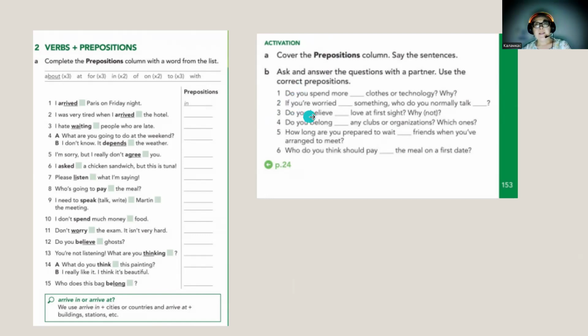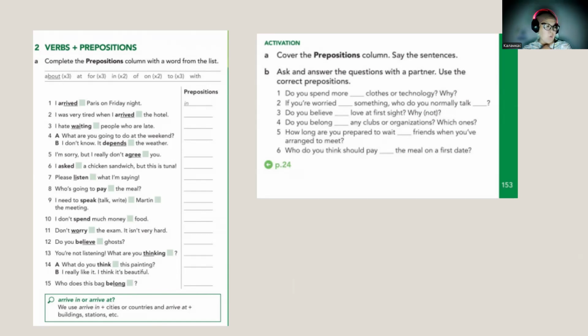So, question number 3, do you believe in love at first sight? Why not? I believe in love at first sight because I think that I loved my husband at first sight. Before I went on the date with him, I had a prayer and I asked Allah, please let me know whether this young man will match me or not. Let me know in my heart. And if we match with each other, then let me know. And if we will not match, let me know too.